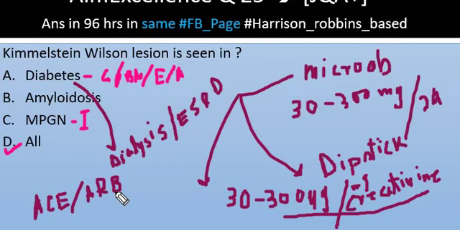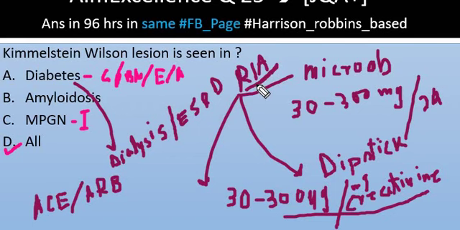The best diagnosis for microalbuminuria is sensitive radioimmunoassay. Hope you will find this particular information informative enough.